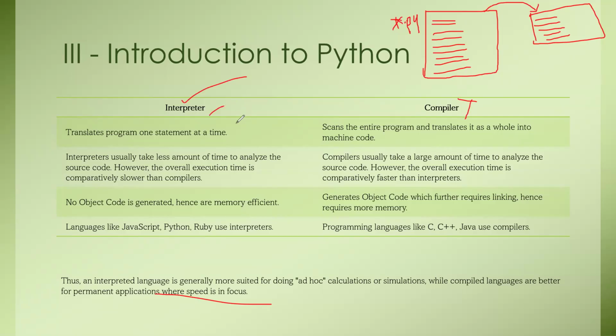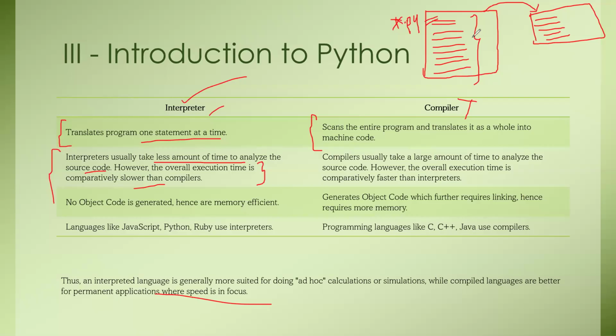Python uses the interpreter. And the basic property of interpreter is it translates the program one statement at a time. You can have n number of lines of code, but each and every line will be taken into consideration and converted. Since it is dealing with line by line conversion, definitely your interpreter usually takes less amount of time to analyze the source code. However, the overall execution time is slower when compared to the compiler. Compiler will scan the entire program and translate into machine code, but your interpreter will consider line by line for translation.